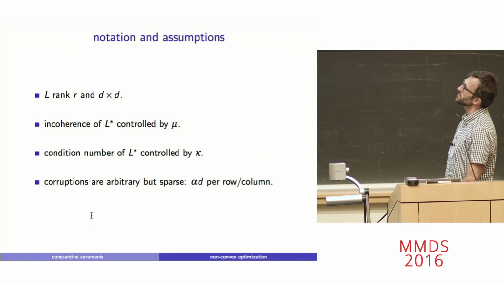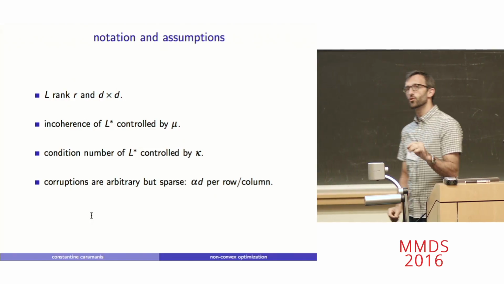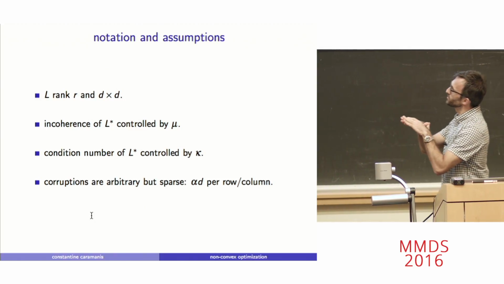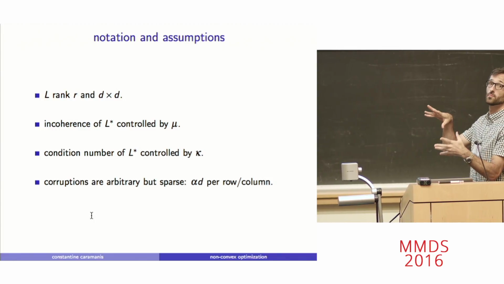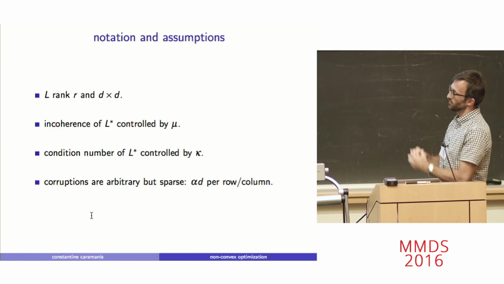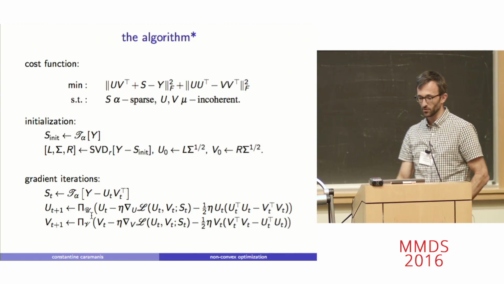And again, the corruptions that we have are arbitrary and arbitrarily positioned, except for a sparsity constraint. So there's a limit to how many corruptions you can have on any row or column. In that way, they're somewhat forced to be spread out. But other than that, we don't make any assumptions about where they are or what their values are.